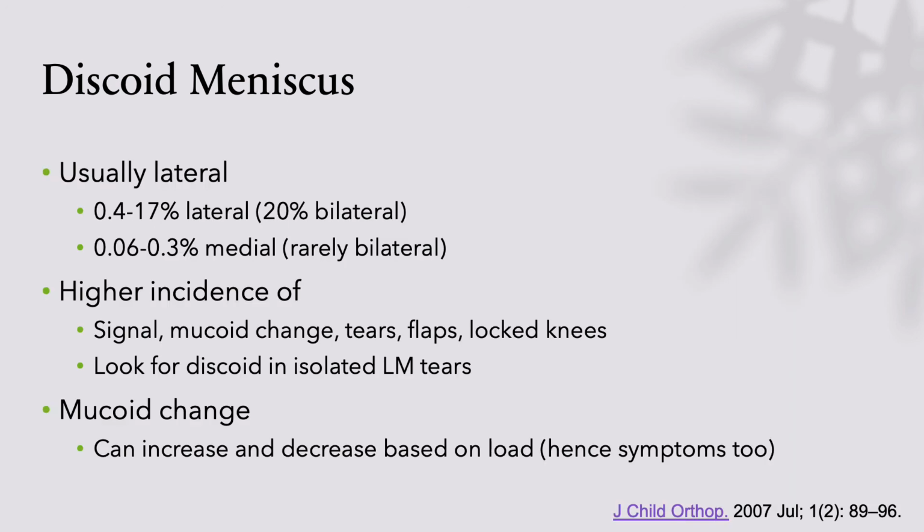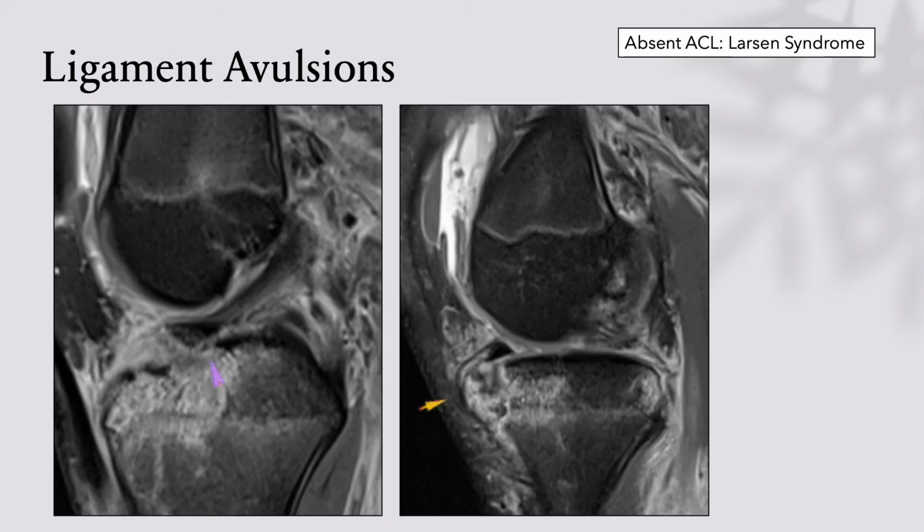Things to remember with the discoid meniscus: they are usually lateral. 20% of them are bilateral. In the lateral version, the medial is relatively rare and almost never bilateral. They have a higher incidence of abnormalities that go with them. And whenever you see an isolated lateral meniscal tear, remember to look for a discoid variant. And the last thing is when you see mucoid changes, these can increase or decrease with time based on the loading pattern. The last thing I'm going to quickly talk about are ligament injuries or ligament avulsions.